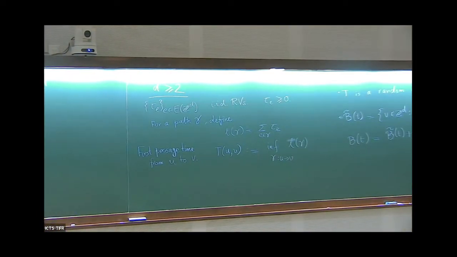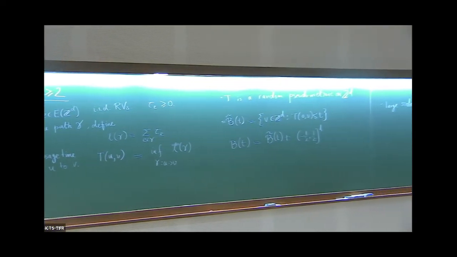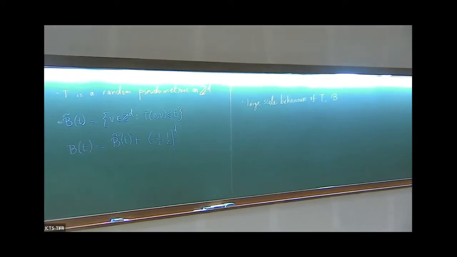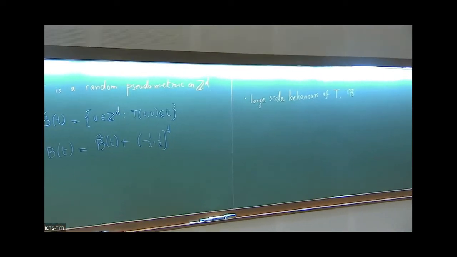Large scale behavior of T as the distance between u and v, the Euclidean distance between u and v, becomes large. And then large scale behavior of B as t becomes large. So we want to understand their first order behavior, fluctuations around the first order behavior, and so on.